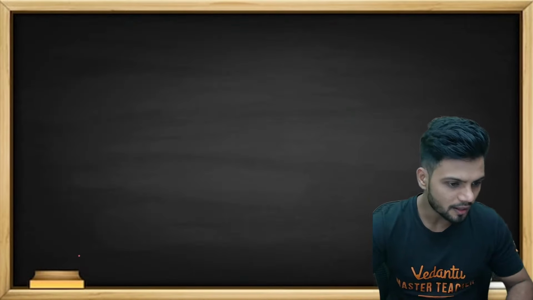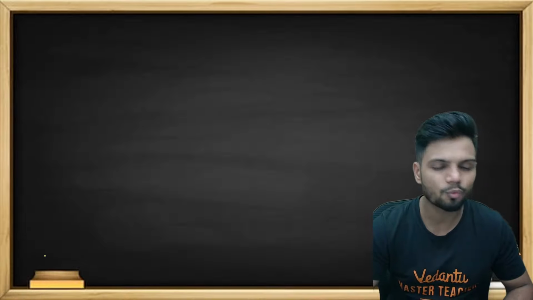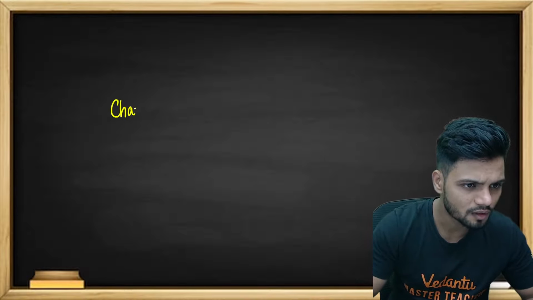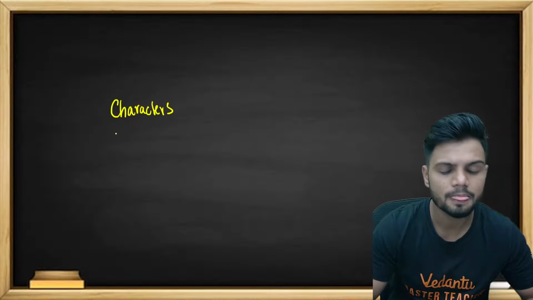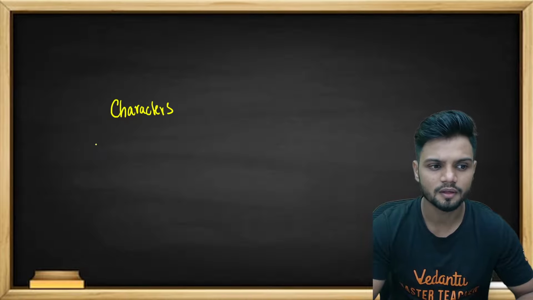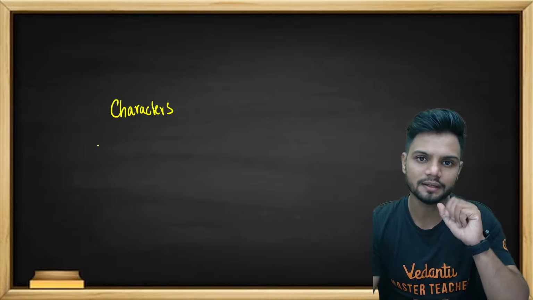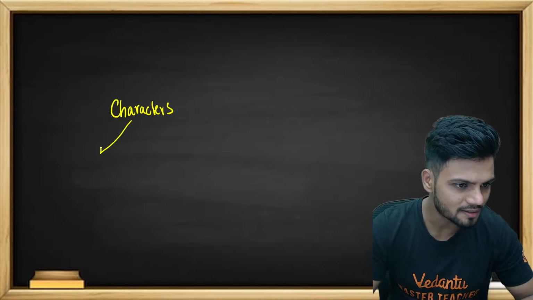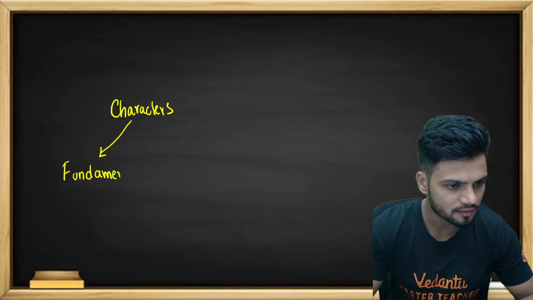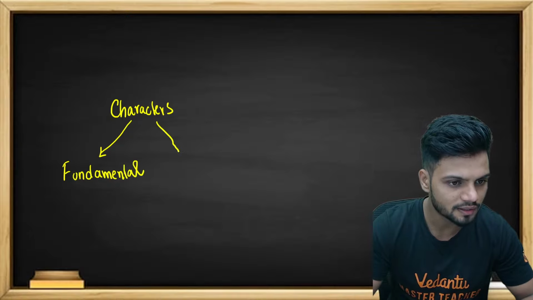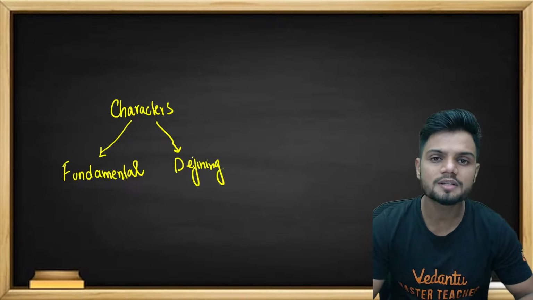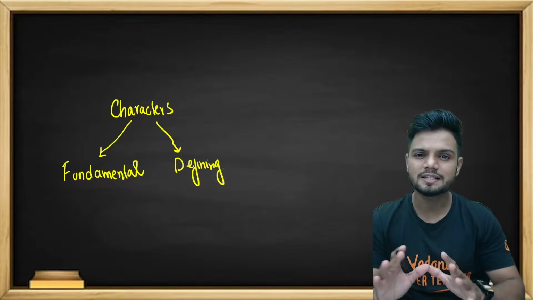Now, students, in this particular chapter, for the next 1 hour or so, we will be learning different characters. It could be growth, reproduction, cellular consciousness, metabolism, and all those. These characters can be grouped into two categories: fundamental characters, or we can call them defining characters. Now, what is the main difference between fundamental and defining? Very simple.